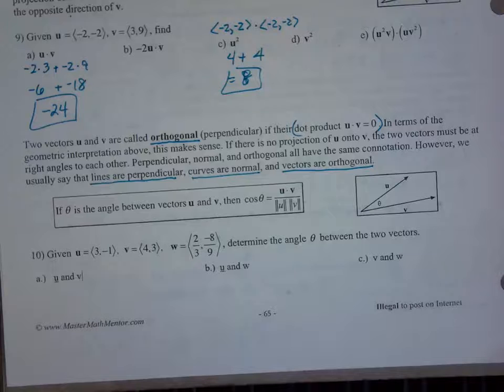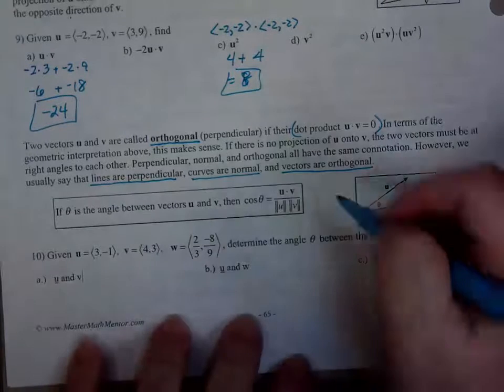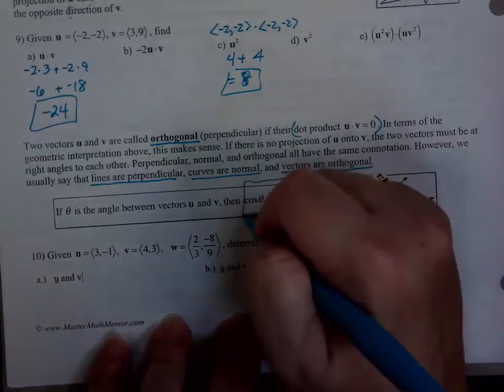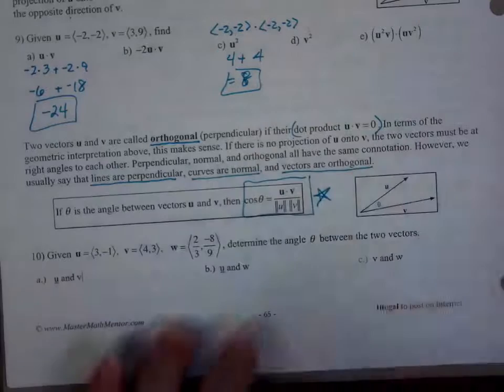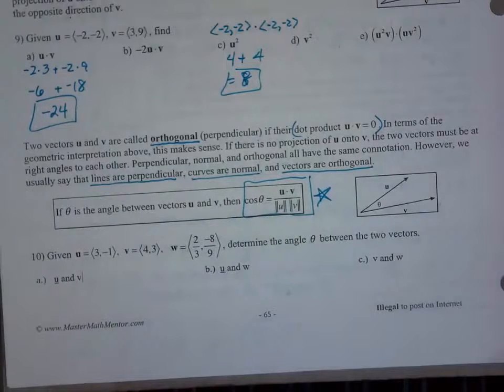And the last thing you need to know is this. If you need to find the angle between two vectors, this is how you do it. This is where the dot product comes in. It's the cosine of the angle is u dot v over the magnitude of u times the magnitude of v. So let's do one of these down here. Let's do letter A. I want to find the angle between vector u and vector v. So here's what we do.